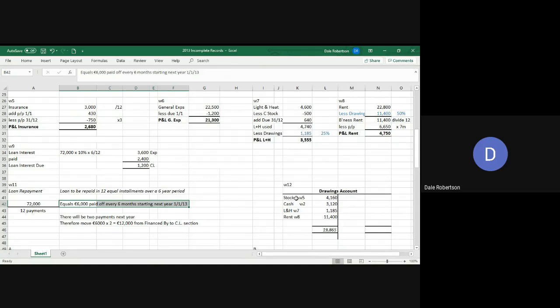Here's our drawings, and there's one less drawing than the previous question. The drawings total up to 19,865 stock and cash, and then from the second last paragraph, rent and electricity.